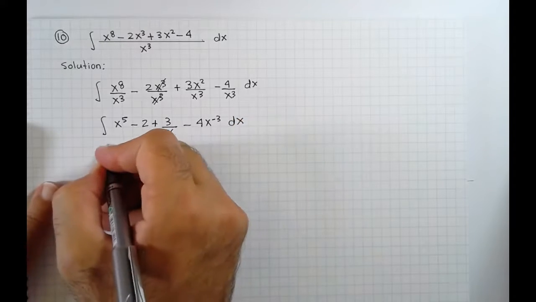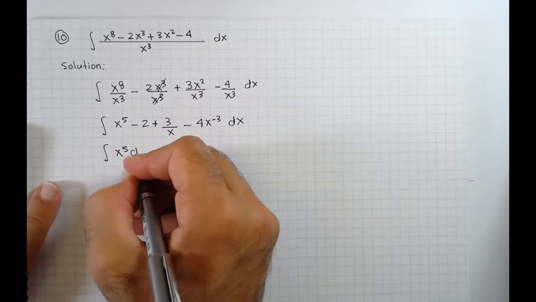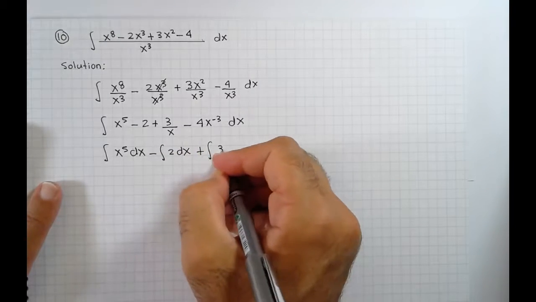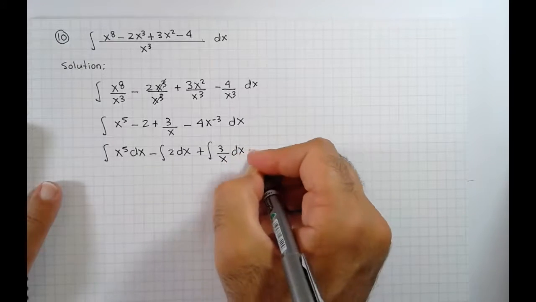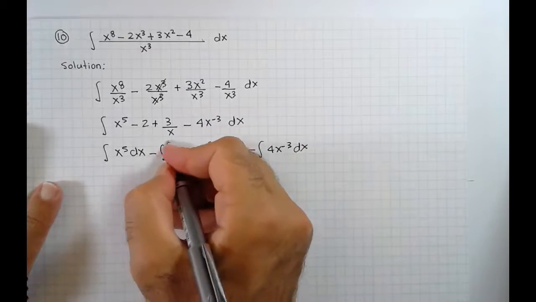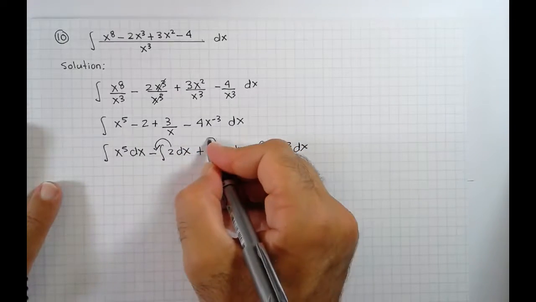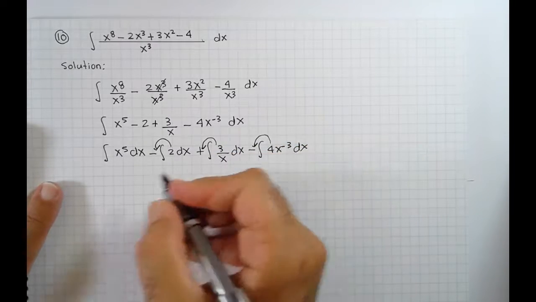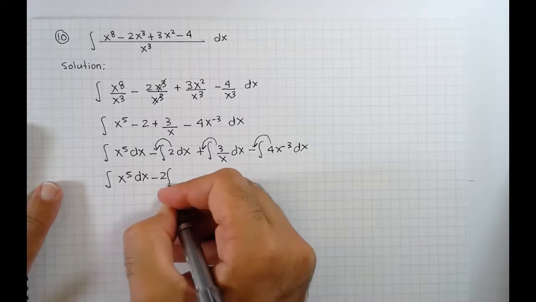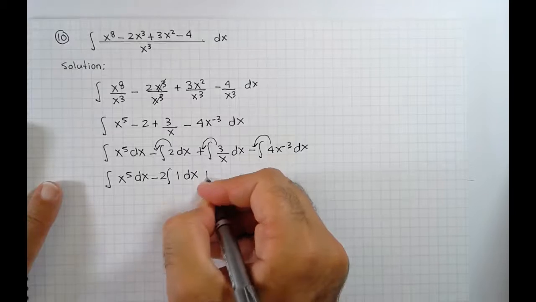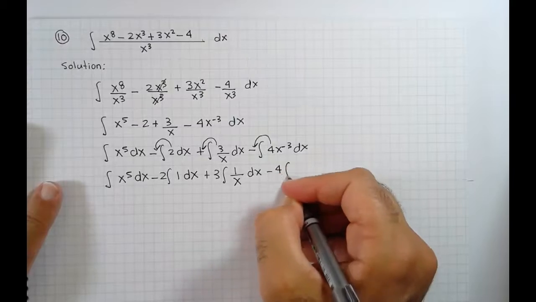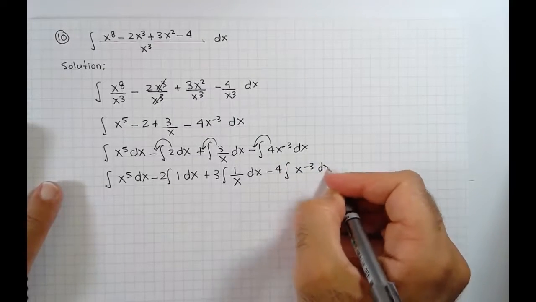dx. Split up the integrals, that's x to the 5 dx minus integral 2 dx plus integral 3 over x dx minus integral 4 x to the minus 3 dx. Now the constants pass right through, so the 2 goes through the integral, the 3 passes through as well, and the 4 also passes through. Let's rewrite this as x to the 5 dx minus 2 integral 1 dx plus 3 integral 1 over x dx minus 4 integral x to the negative 3 dx.